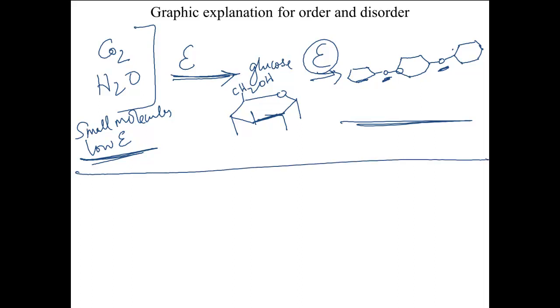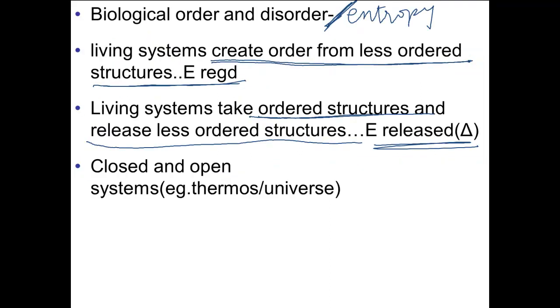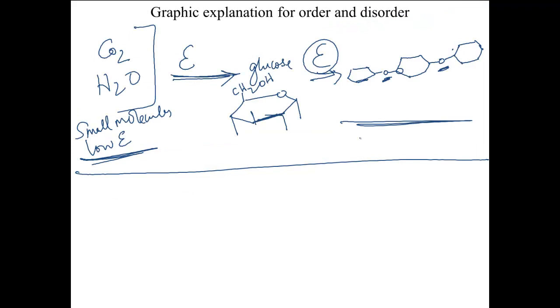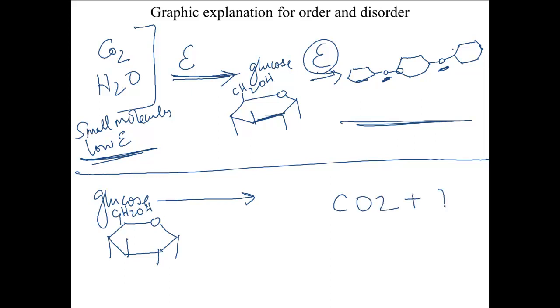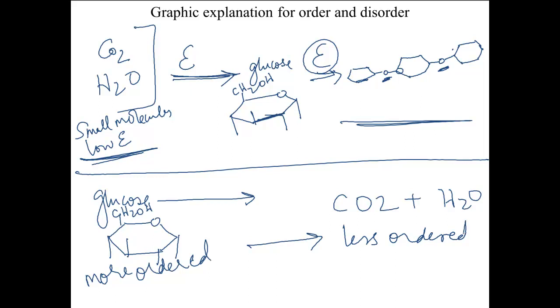On the other hand, they can also take the ordered structures and release less ordered structures. For this process, say I have glucose. In this case, I'm taking the exact opposite example. It can be systematically broken down to give me carbon dioxide and water. So that means this more ordered or organized structure gives me less ordered structures. But in this process, I can release energy.